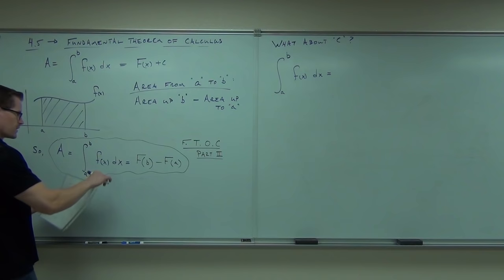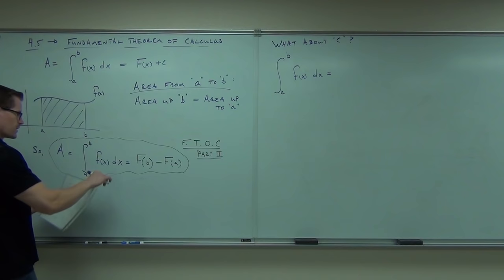What is the integral of x, please? Where are we integrating from? Where do we start our area? Where do we stop our area? 1 to 5. Why don't we have a plus c here? Even if we did, it's gone because you can subtract it off anyway. It's the same plus c.